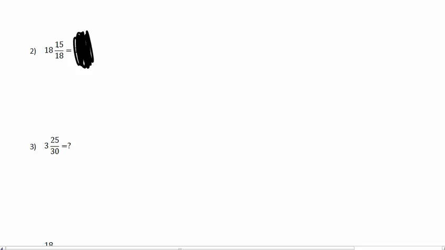Okay, so 15 over 18. What can they both be divided by? They could do 5, 3, and 6, 3. So the one they both have is 3. So you're going to divide them each by 3, which would be 15 divided by 3 is 5, 18 divided by 3 is 6, and this one will just stay the same because it's not part of the fraction.